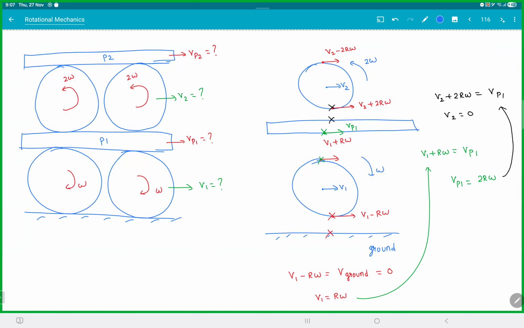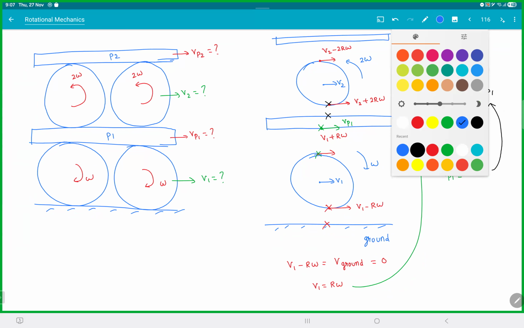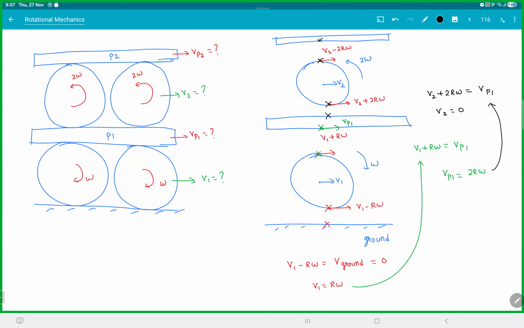And now if you connect that to the Plank on the top, this point and this point should have the same velocity. That is VP2. So VP2 must be equal to V2 minus 2R omega. But V2 is 0. Therefore, VP2 is minus 2R omega. So the topmost Plank is actually going backward. Are you clear how we did this? One step at a time. You just keep connecting the lower surface to the upper surface and so on.